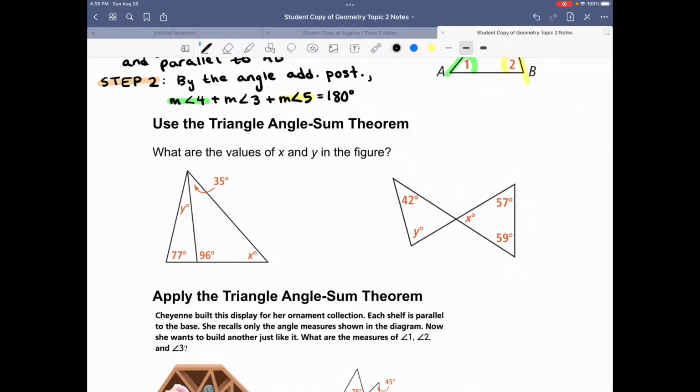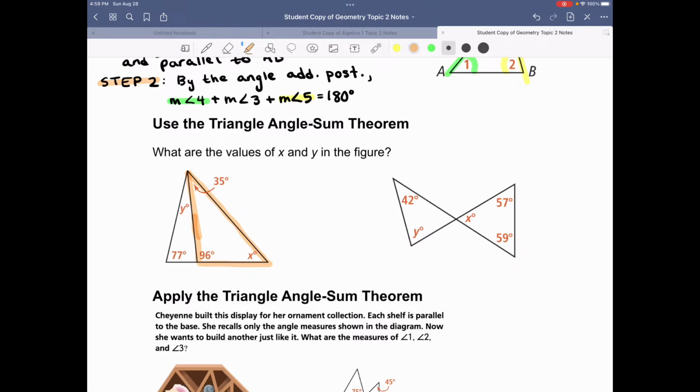Next, we will use the triangle angle sum theorem to work out these problems. And the question is asking, what are the values of x and y in the figure? All right, let's start with this first one. We're looking at x, so we're going to just use this triangle right here.